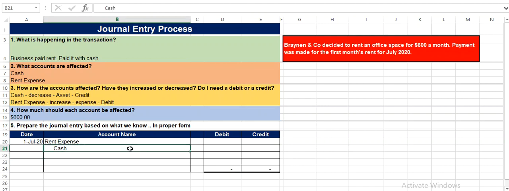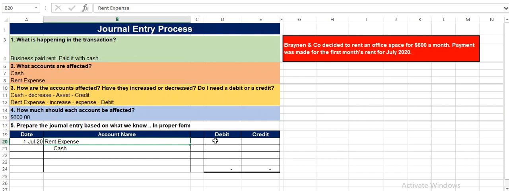You could have just pressed indent, but I'm covering it up. Next thing we do, we have our accounts shown, rent expense and cash. And cash is credited, so it's at the bottom, it's indented. Rent expense is debited, so it's at the top, and it's not indented.